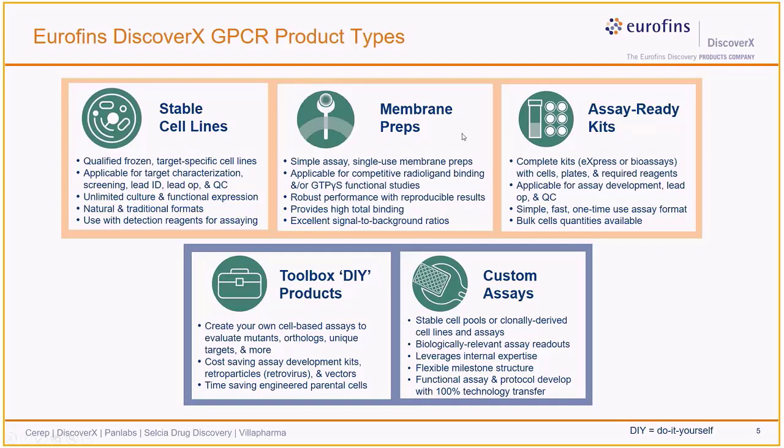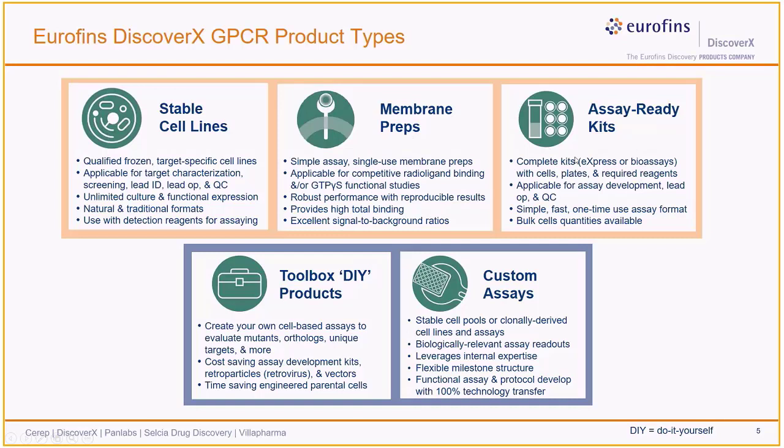Then we also offer membrane preps. Membrane preps are popular for doing radioligand binding studies. These are more classic assays. And then also GTP gamma S, which are considered functional studies, but definitely using the membrane preps.